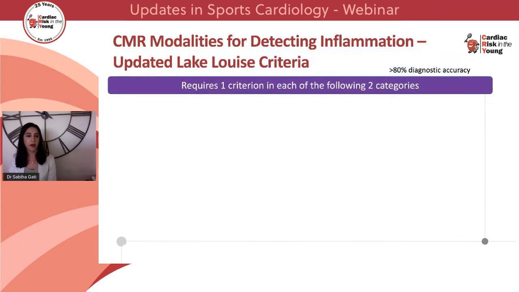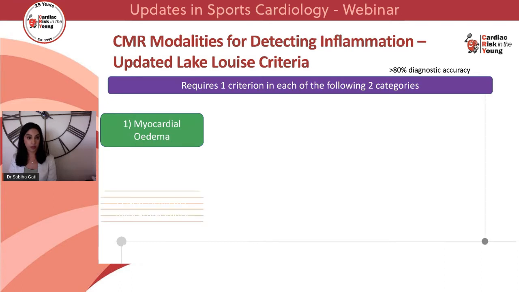So in cardiac MR, we have the updated Lake-Louise criteria, which have an over 80% diagnostic accuracy, and which now also include T1 mapping and T2 mapping, which are more objective and can quantify the amount of water and scar content. So you require one out of the following two categories to diagnose the condition. So one is myocardial edema, and second is non-ischemic myocardial injury.